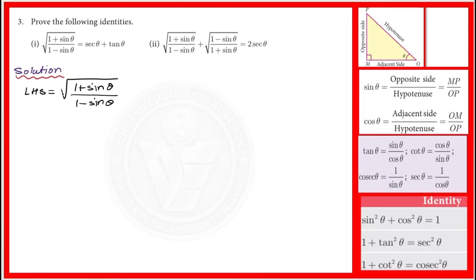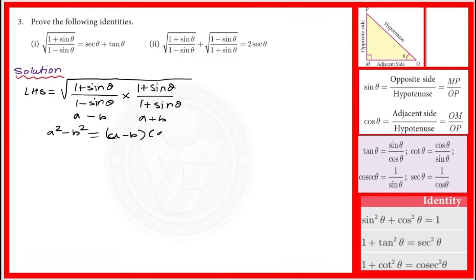Okay, here inside the root, 1 plus sin theta and 1 minus sin theta are there. Now we are going to take the conjugate here, so multiply by 1 plus sin theta divided by 1 plus sin theta, all inside the root. So here a minus b is there and a plus b is there. We know the formula a squared minus b squared is going to be (a minus b)(a plus b). Now apply the formula here.